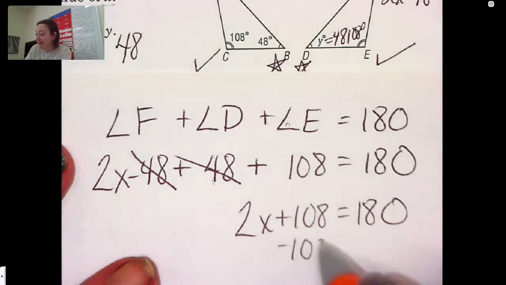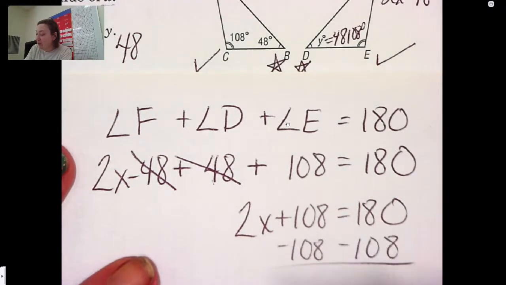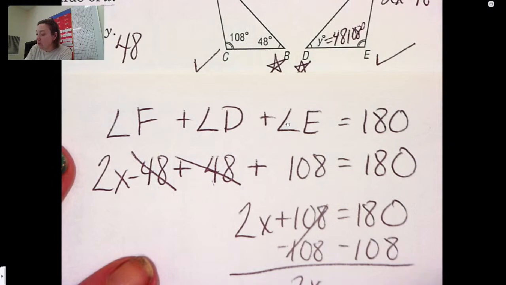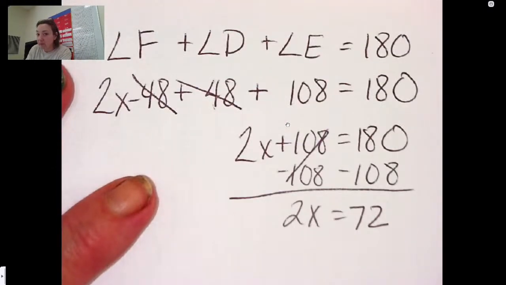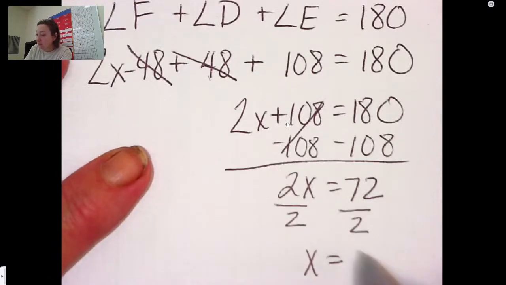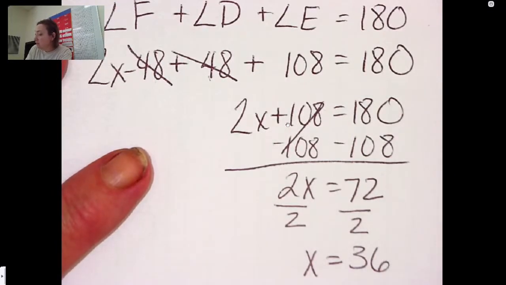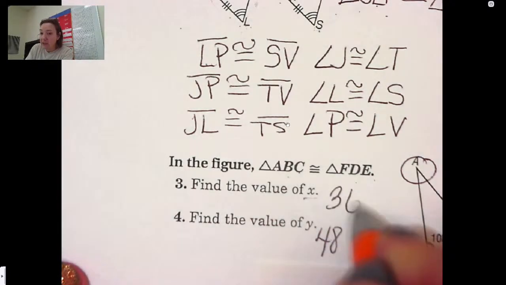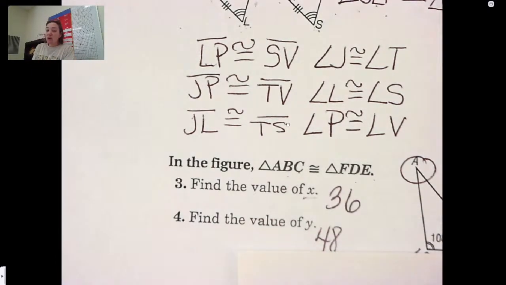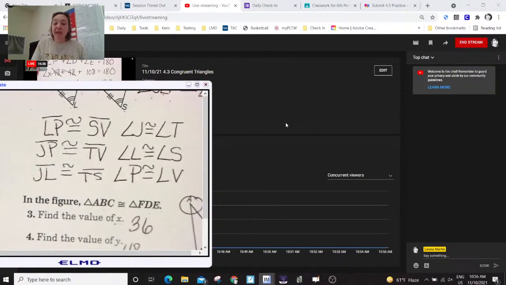Subtract 108, right? Subtract 108. So then we've got 2x equals 72. And then what? Divide by 2. And x is 36. So that's our answer for number 3. X is 36. Okay, so that is the whole lesson for today. We're going to do the rest of this tomorrow.